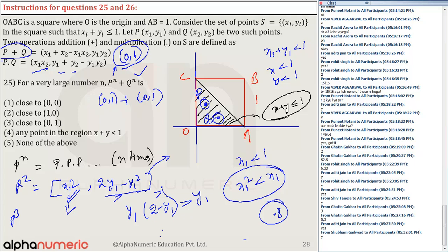And we know what is p plus q. Now apply this formula here, so I will get 0 plus 0 minus 0, and the next term will be 1 into 1. So the answer will be (0, 1), which is option 3. So it will be close to (0, 1). Is that clear to all of you? Please tell me yes or no.